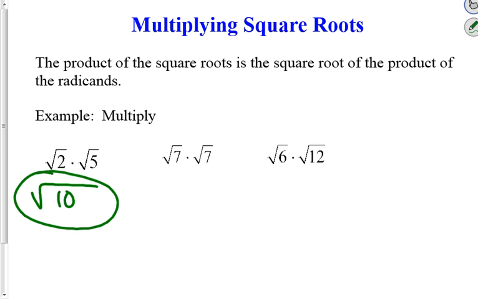Square root of 7 times the square root of 7. Okay. So multiply the radicands together, we get the square root of 49. Can the square root of 49 be simplified? Yes, it can. It's a perfect square, right? The square root of 49 is 7.